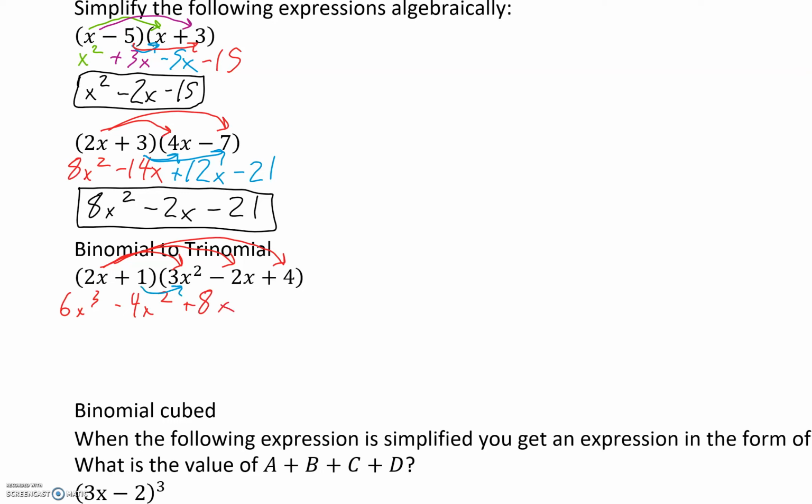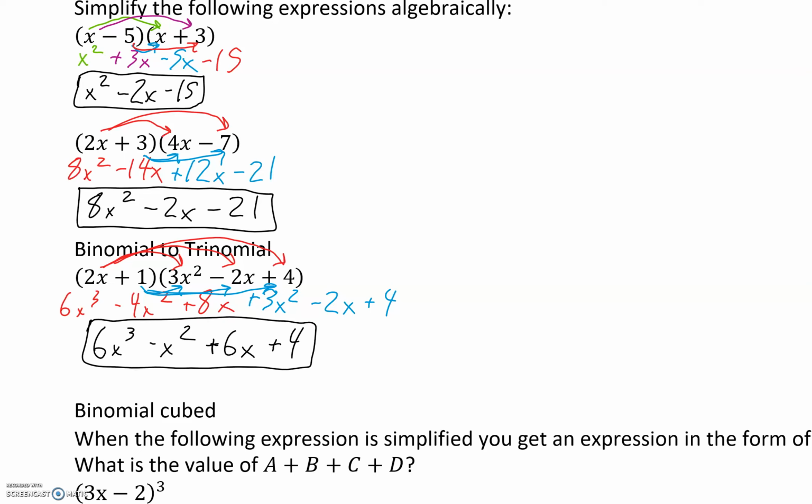Then we use the 1 and we go plus 3x squared. I'm going to just draw all the arrows here. Minus 2x plus 4. Then we combine like terms and we get 6x cubed negative x squared plus 6x plus 4. And that is our final answer here.